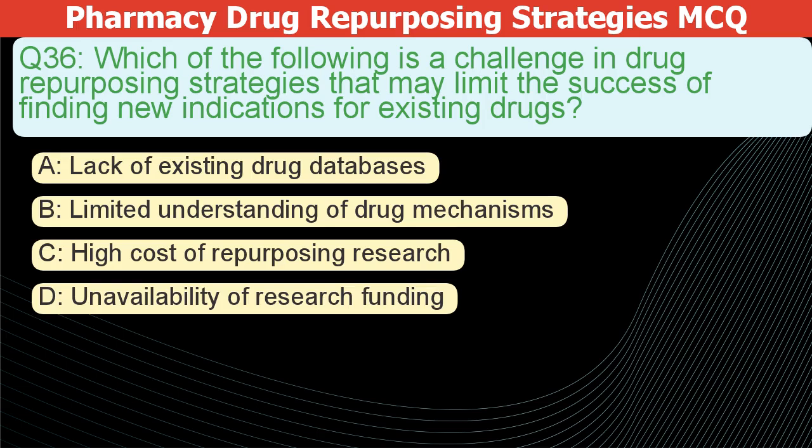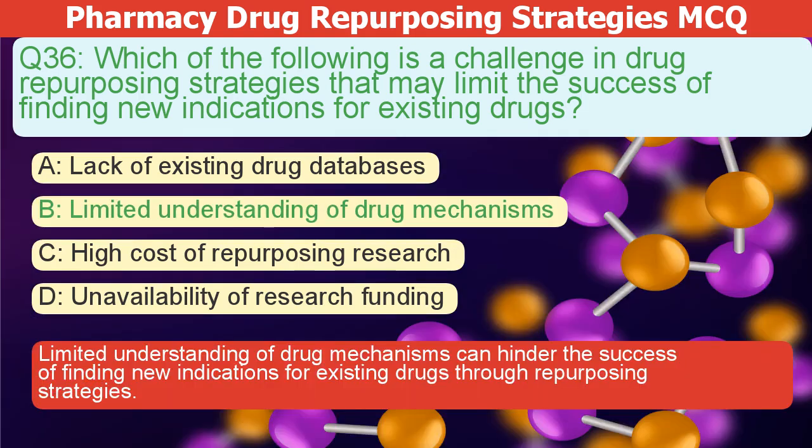Which of the following is a challenge in drug repurposing strategies that may limit the success of finding new indications for existing drugs? A. Lack of existing drug databases. B. Limited understanding of drug mechanisms. C. High cost of repurposing research. D. Unavailability of research funding. The correct answer is B. Limited understanding of drug mechanisms can hinder the success of finding new indications for existing drugs through repurposing strategies.